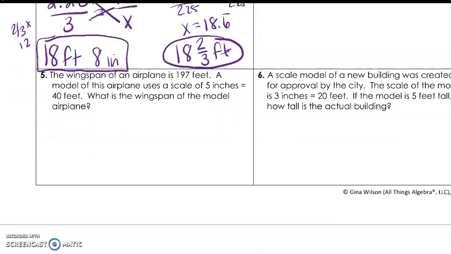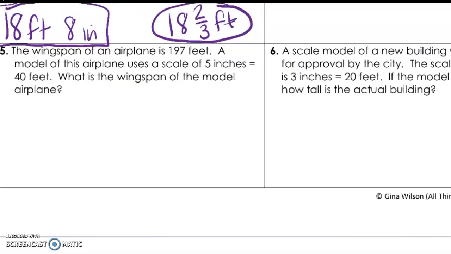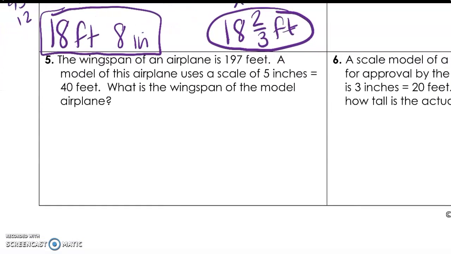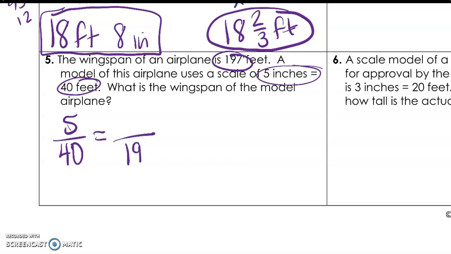Now, number 5, they actually give you the wingspan of the plane to start off with, but I always look and find my scale first. So I'm going to look here, and we have 5 to 40. So I'm going to use that first. Just wrote that completely wrong. 5 to 40. There we go. Now, 197 is the actual airplane. So now 197 goes on the bottom.